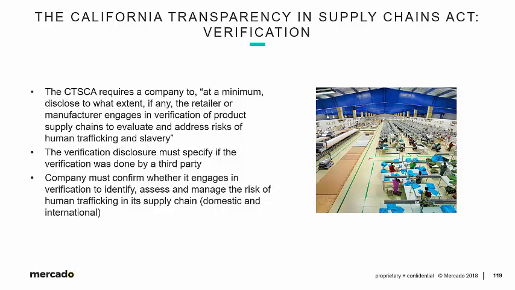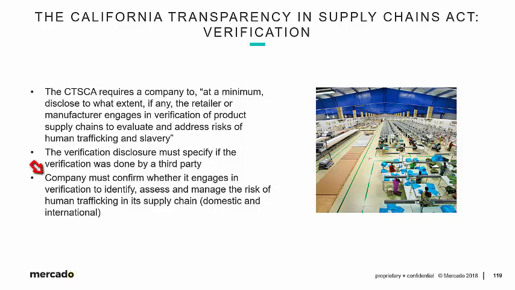Second bullet, the verification disclosure must specify if the verification was done by a third party. This is an important point because U.S. importers, certainly that have the resources to do so, can go out to factories themselves with their own employees, with people from the sourcing department to engage in these verifications. Or they can also use a third party, which is fine, but sometimes a little bit of control can be lost when using a third party. That's why this specification is required.